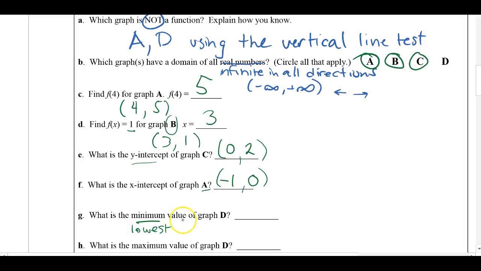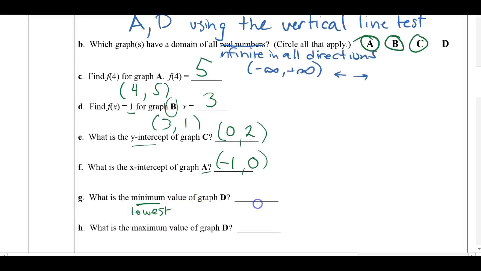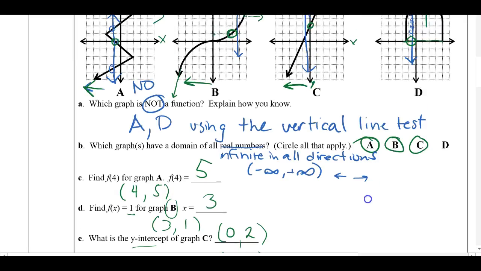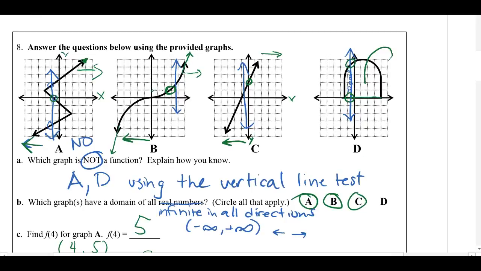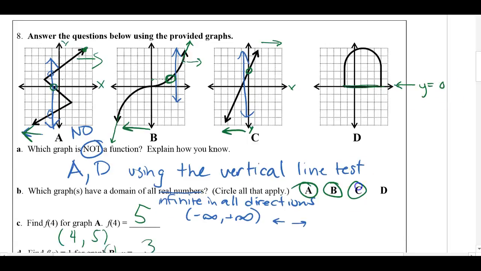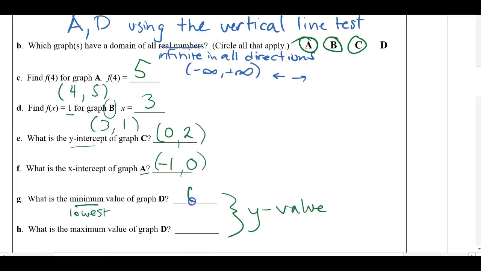Next one, what is the minimum value of graph, or what is the lowest value of the graph? And remember, when we talk about the minimum and the maximum, we're only talking about the y value. Okay, so minimum of graph D. Well, it looks like the lowest point of this graph is along this line here at the bottom, and that's at the y value of 0. So the lowest value for D is 0.